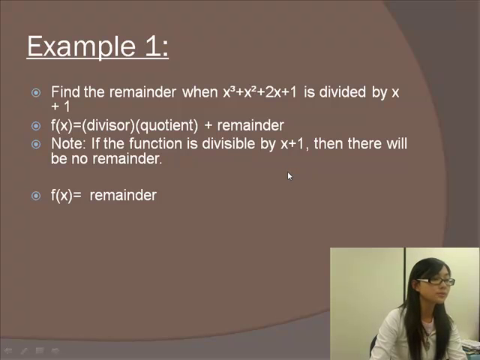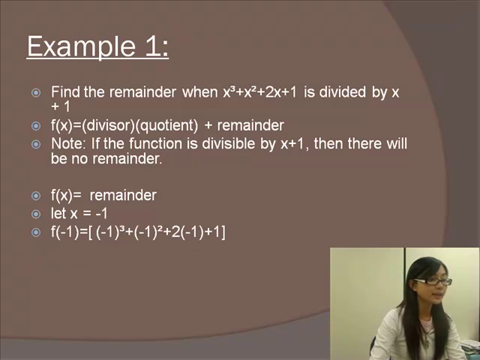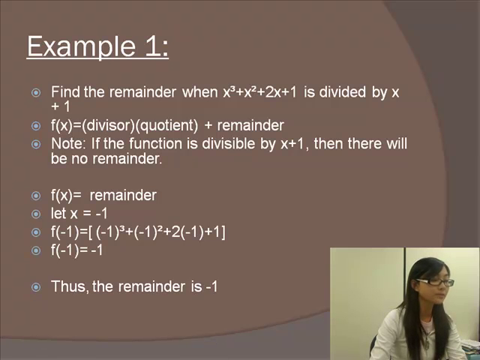Let f of x equal the remainder, and let x equal negative 1, because we want x plus 1 to be equal to 0. So we plug x equals negative 1 back into the original equation. We solve it, and we get f of negative 1 equals negative 1. Therefore, the remainder is negative 1. It's a much simpler method that will save you a lot of time, instead of doing it like the method we had in the last lecture.